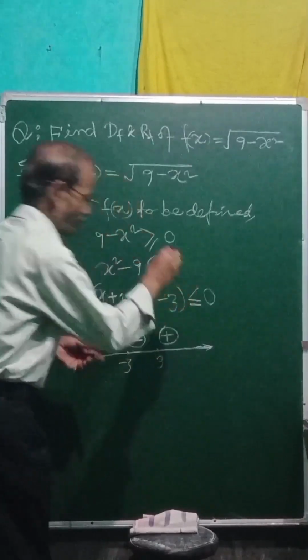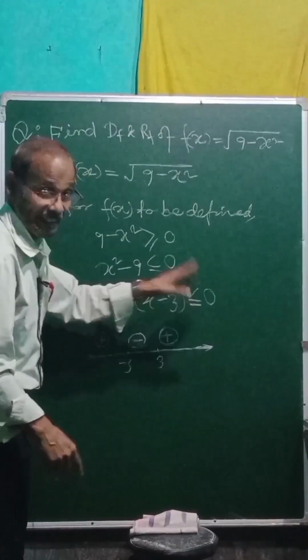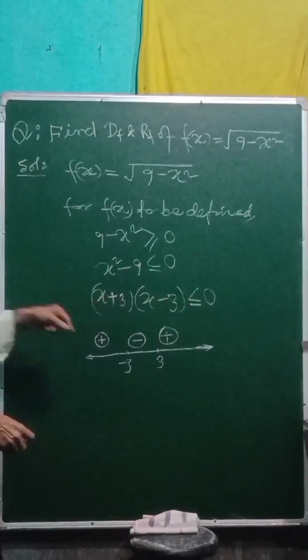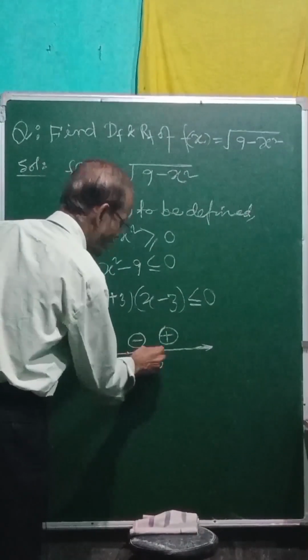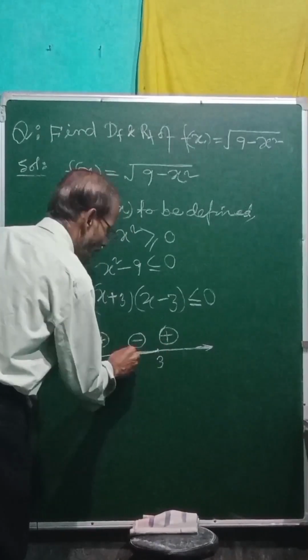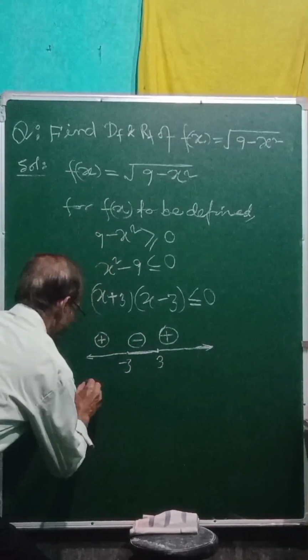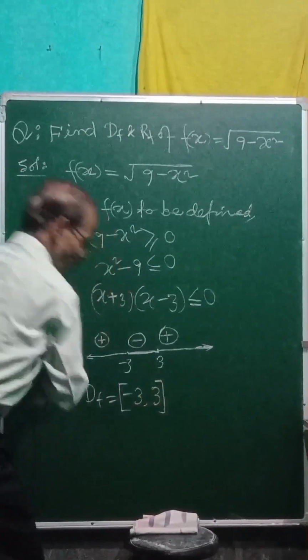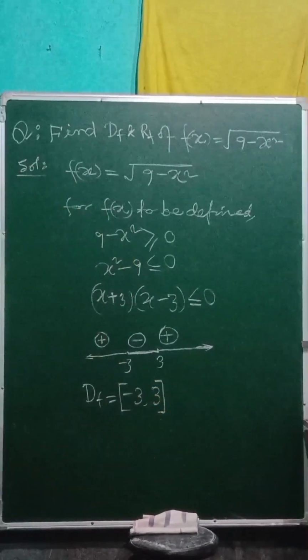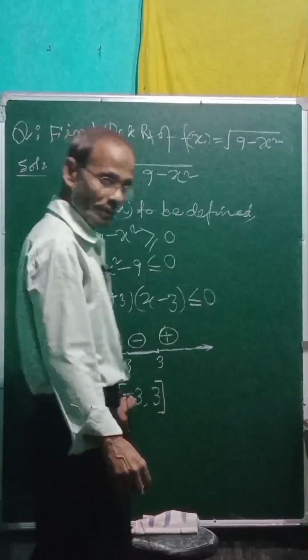We are getting some values greater than 0, but here we should get less than 0. So we understand that this interval is not valid. Okay, so this is only up to here. Domain is equal to minus 3 to plus 3, closed interval. Okay, this is the answer.